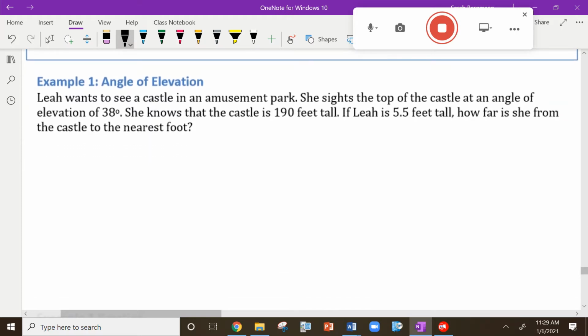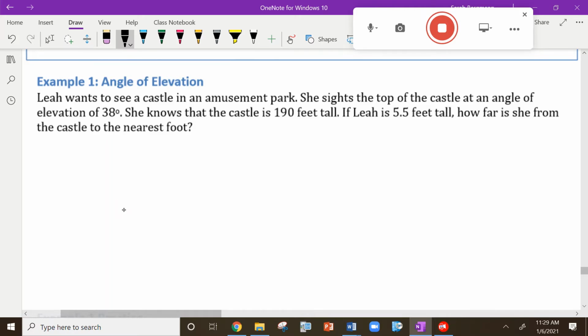It says Leah wants to see a castle in an amusement park. She sights the top of the castle at an angle of elevation of 38 degrees. She knows that the castle is 190 feet tall. If Leah is 5'5" tall, how far is she from the castle to the nearest foot?